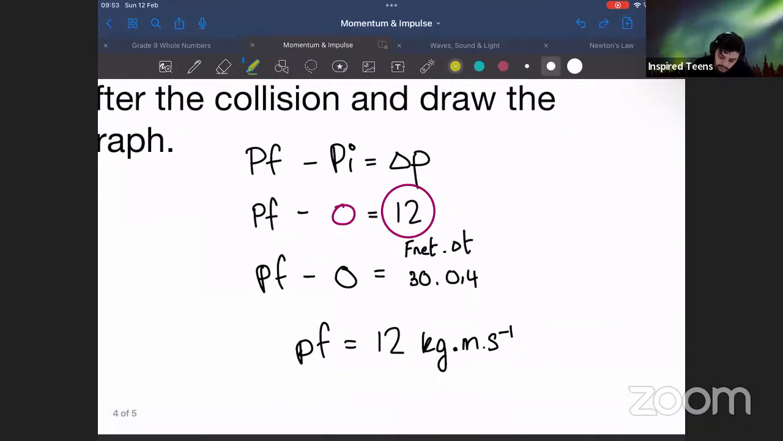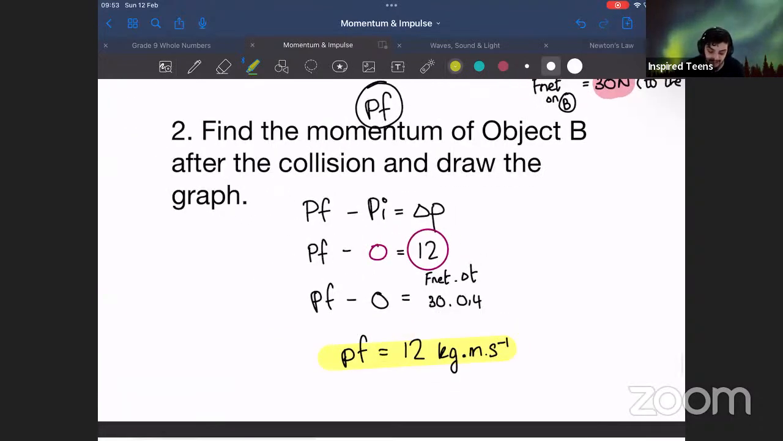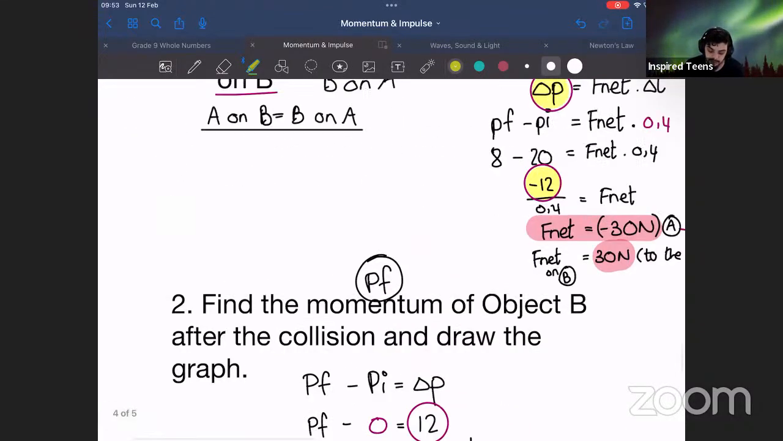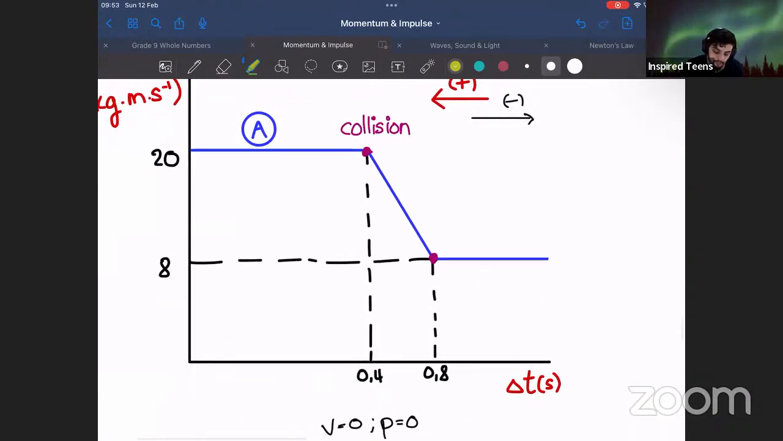Therefore, when we do the calculation, alternatively, you could use F net, and you're going to use a positive F net and not a negative F net. And you're going to get a positive answer: your final momentum for object B is 12 kg meters per second. How do we draw that?